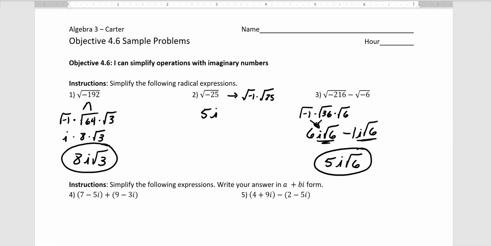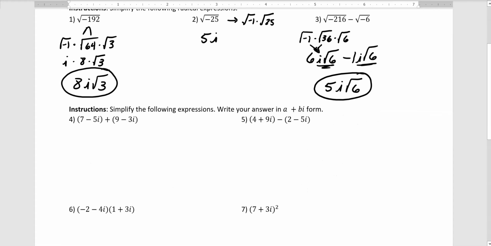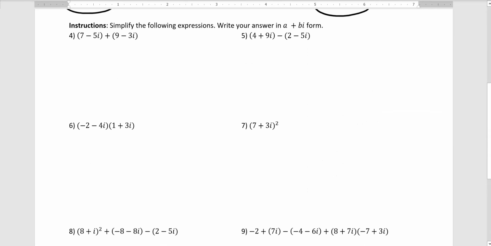All right. Now, let's look at some expressions that we can simplify. If we're adding, remember we just add our real numbers. So 7 plus 9 is 16. And our imaginary, negative 5 plus negative 3 would be negative 8i. And that's as far as I can go. I shouldn't divide even though there's a GCF. Don't do that. Just keep it like this.